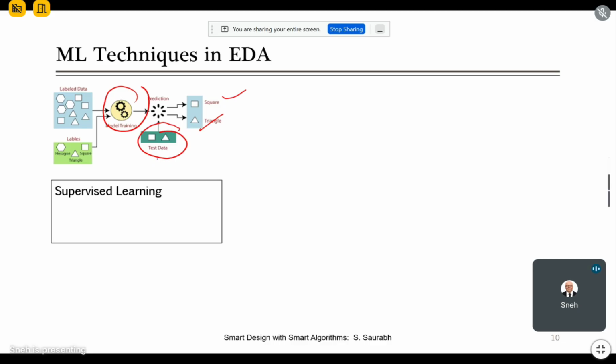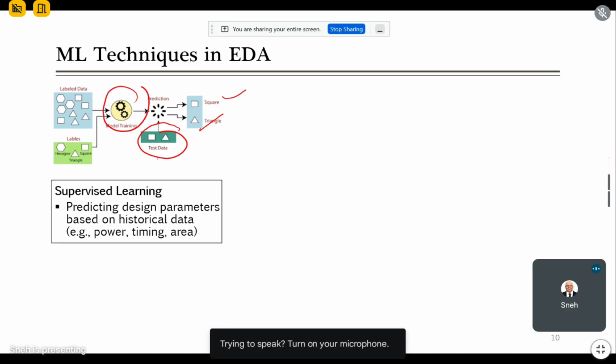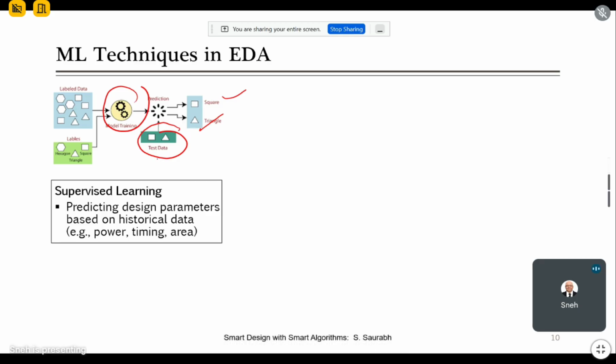And we can use supervised learning in the design flow to predict design parameters based on historical data like power, timing, and area, right? Because in historical data, we will have information of design attributes and the corresponding power, timing, and other information. We can give this information collectively to the ML tool, and the ML tool can learn it, and based on that, later on it can predict and give us the answer.